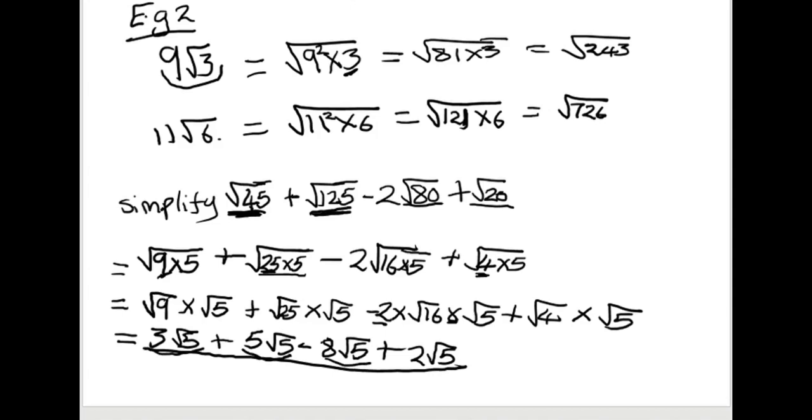Now, having gotten to this stage, you'll notice that each of these has the same radical. Therefore, they are similar surds. So the next thing I have to do is just factor out the root 5 outside. Then in a bracket, I'll put these numbers in front. So I have 3 plus 5 minus 8 plus 2. So 3 plus 5 is 8. 8 minus 8 is 0. 0 plus 2 is 2. So my final answer is 2 root 5.